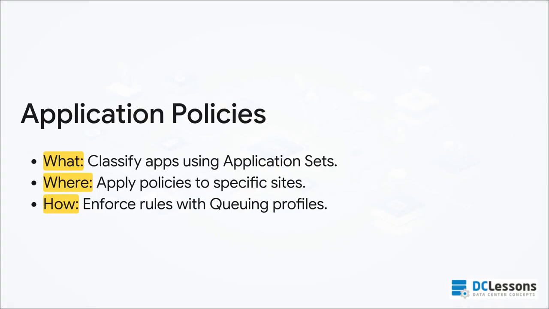So to put it all together, the application policies are where you combine all these pieces. You define the what, which apps to prioritize, using your application sets. You decide the where, which network sites to apply this policy to. And you dictate the how, using those queuing and service provider profiles to actually enforce the rules.